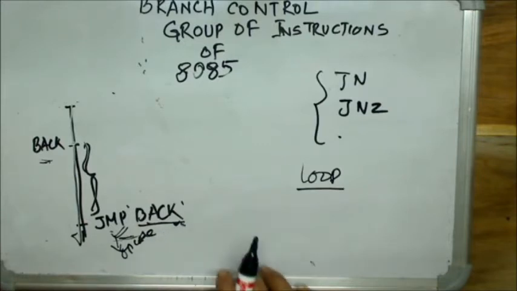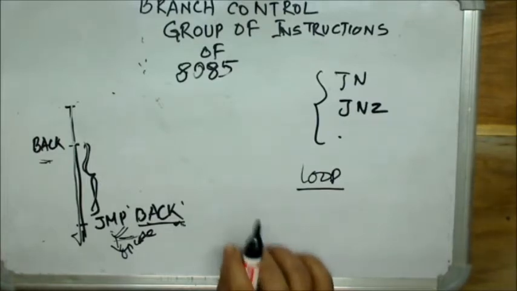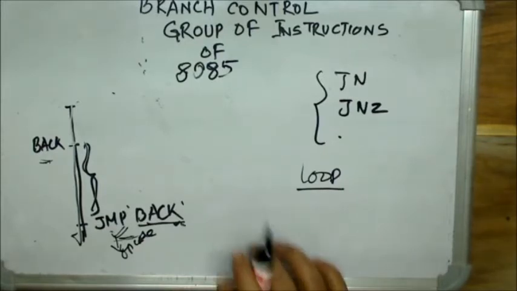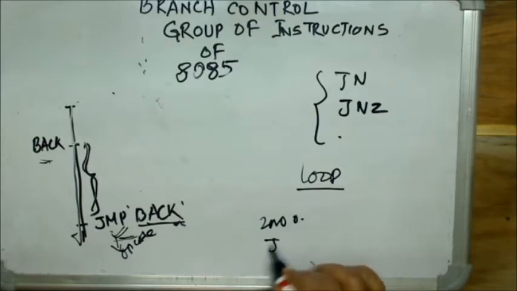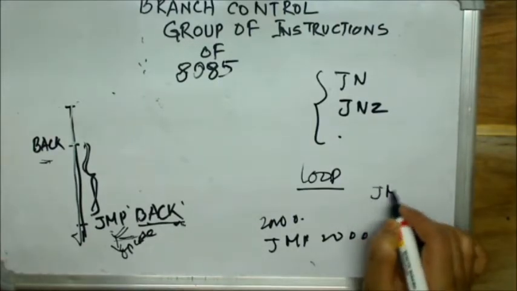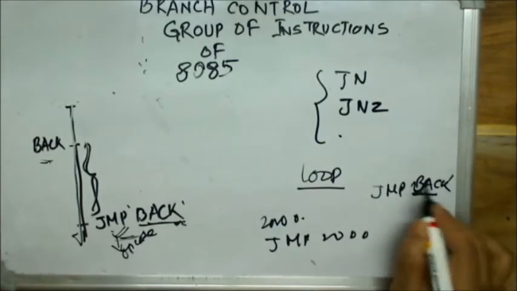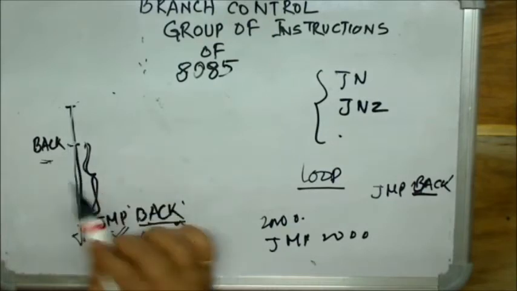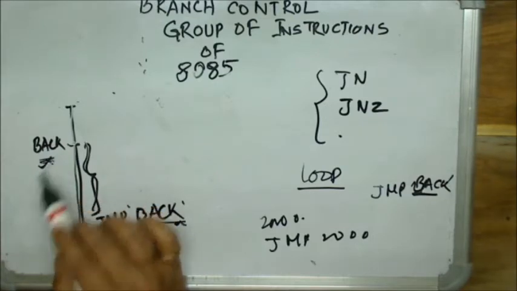So if you are entering the program yourself in the memory, you know the address. You won't be writing back while you are entering the program in the kit. You will actually be writing the address. If you know the address is 2008, you will be writing jump 2008 while entering the program in a kit. But on paper you will be writing the same with the label. Here I have given the name back. This is basically a memory location, and I have given the memory location a name, back.